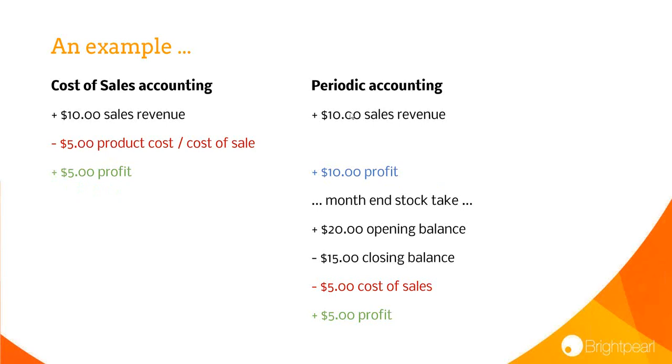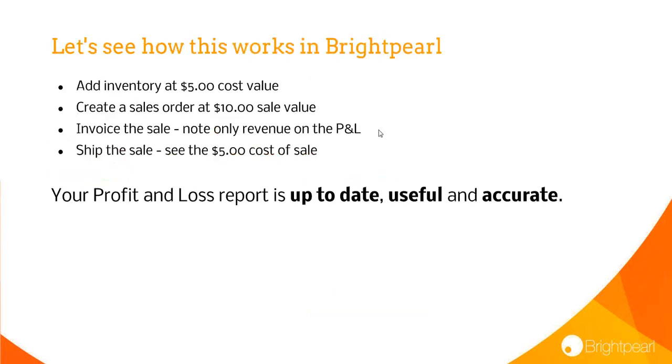Whereas with periodic accounting, you don't actually know the cost of the sale because you haven't done a stock take until the end of the month. So before you do that stock take, your profit and loss report, i.e. your accounting management reports, will be showing a $10 profit. It's only after you've done your opening balance less your closing balance, which gives you the amount of product that you sold or effectively lost during the month, that you actually see your profit. Hopefully that explains the concepts fairly well between cost of sales accounting and periodic accounting.